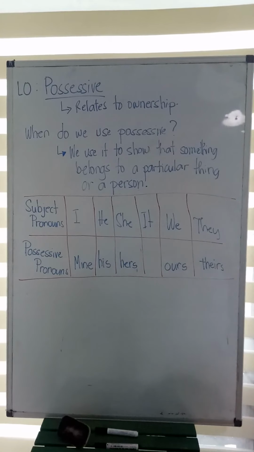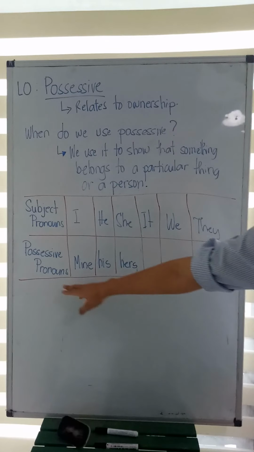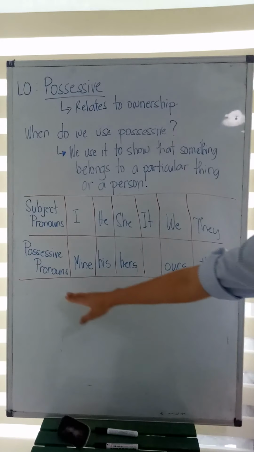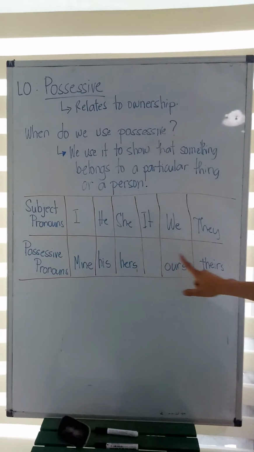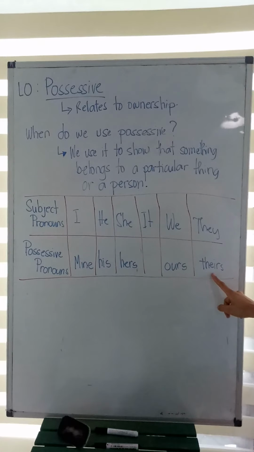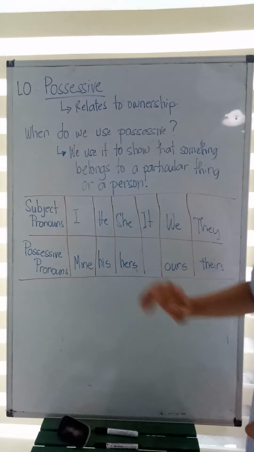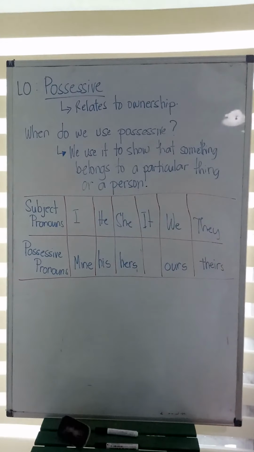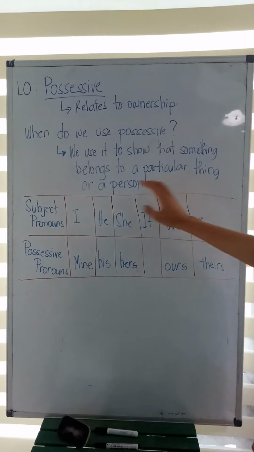So possessive, we use it to show ownership, and we use it in a sentence when we want to show that something belongs to a particular thing or a person. And this specific topic, possessive, we are going to focus on possessive pronouns. This is how they look like: mine, his, hers, ours, theirs. The ones on top, we already talked about in our previous pronoun lesson.